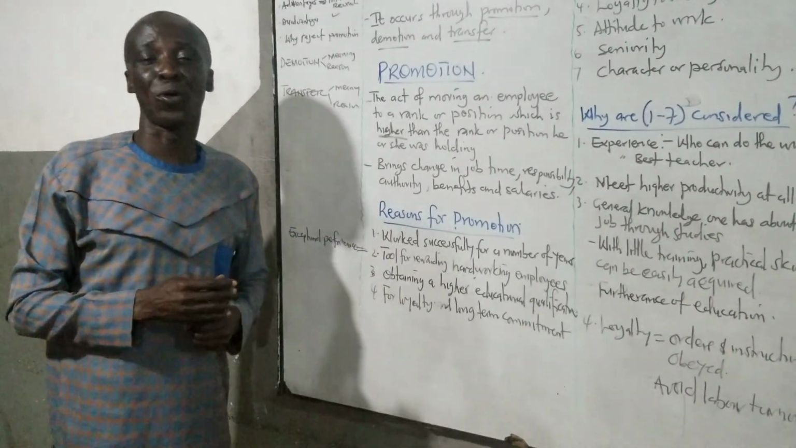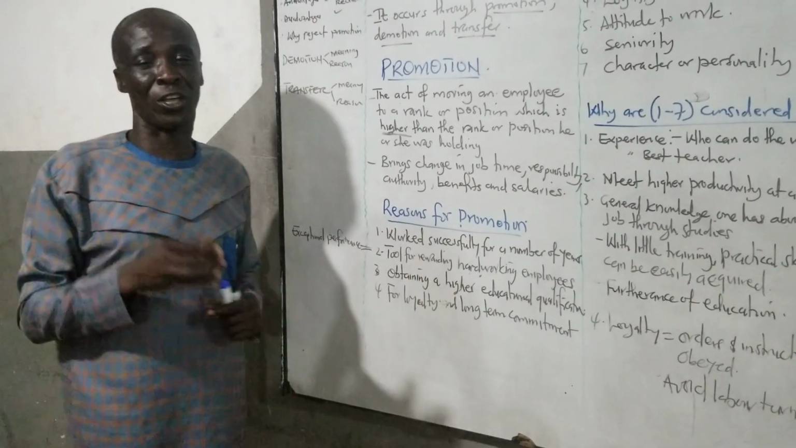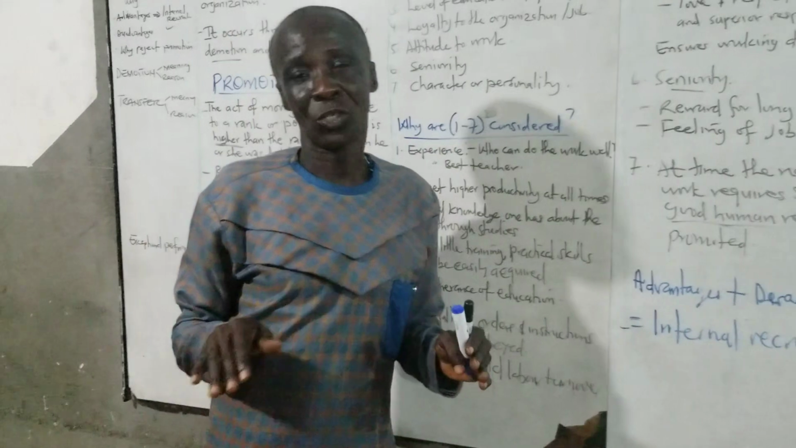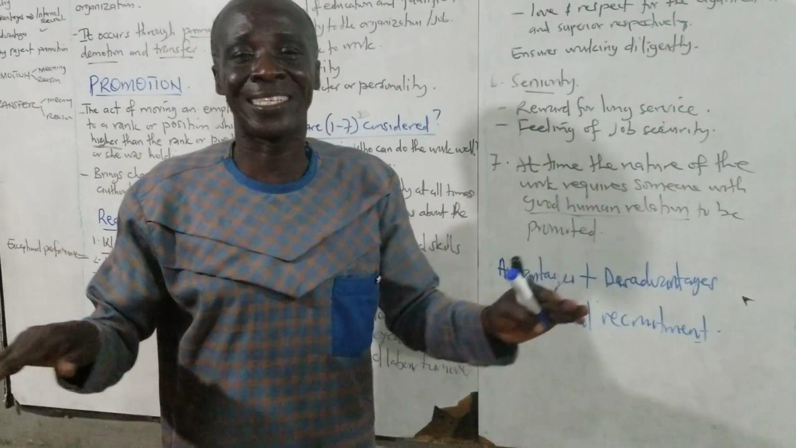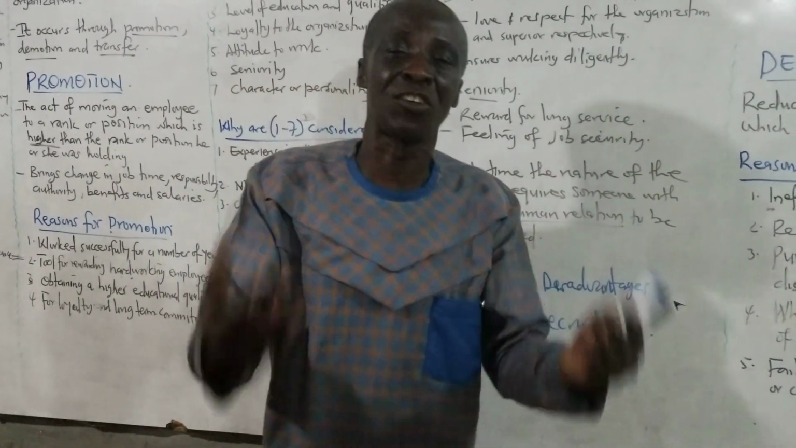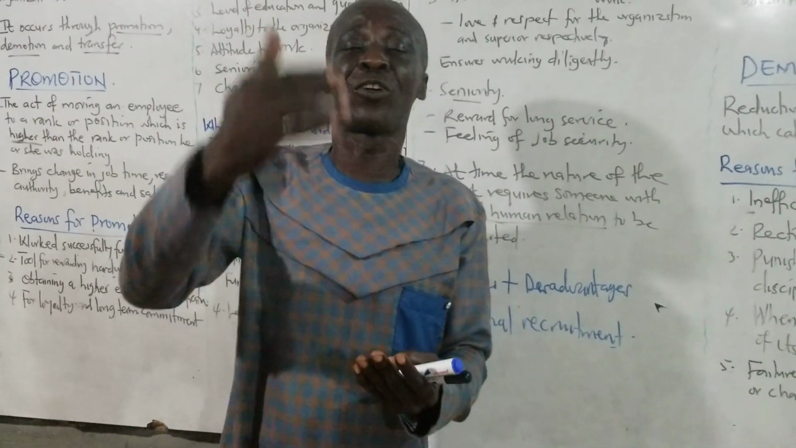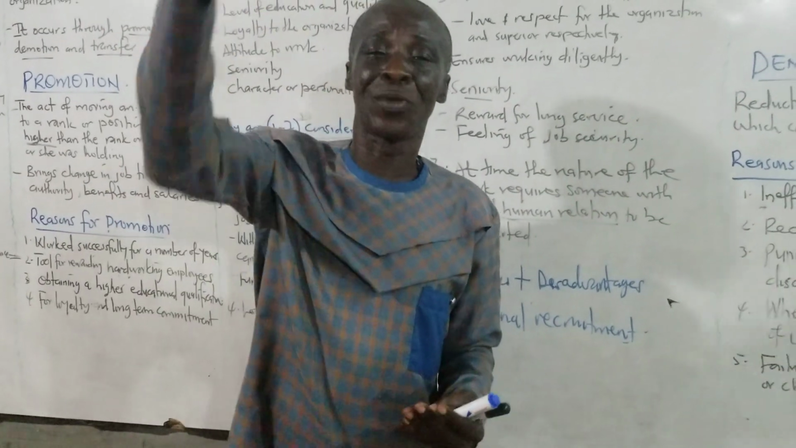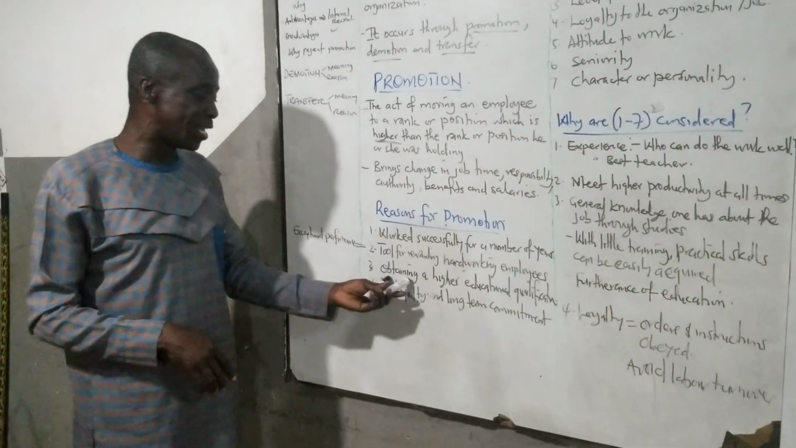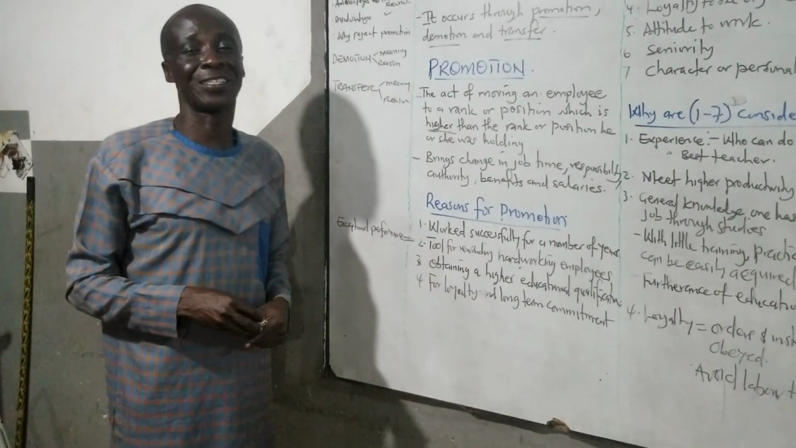The third reason for promotion is very simple. When you have attained a certain level of qualification, you entered the organization with a diploma. So in that regard, you occupied a certain position. If you further your education and you now have a degree, then you may be promoted from that rank to another one. If you also further your education and you have your master's, you occupy another position. So that is the third point here, after obtaining a higher educational qualification.